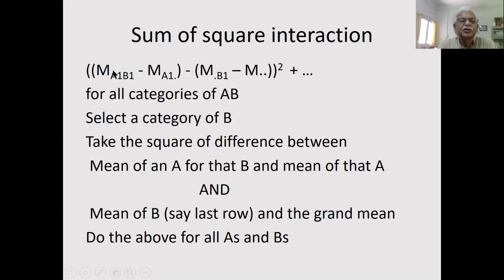One way of doing this would be to take the difference between males who live in urban areas and all males, and females living in urban areas and all females, and take the difference of the 2 and square, like that for all categories of A and B, meaning gender and urban rural residence.